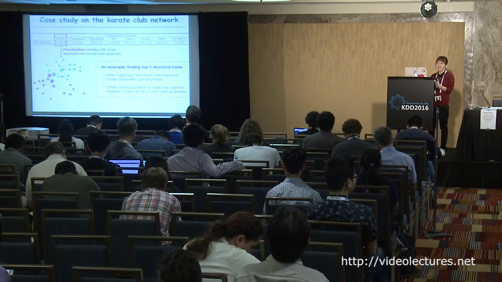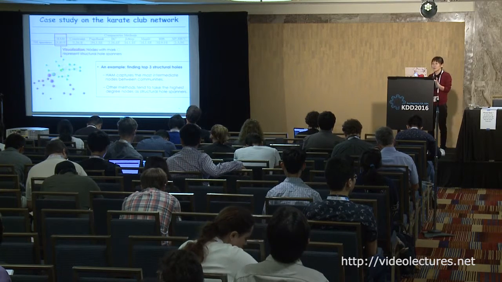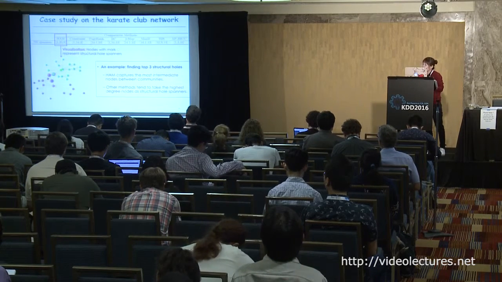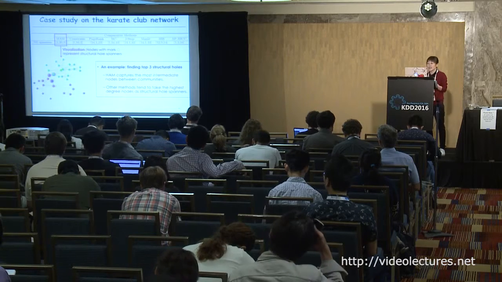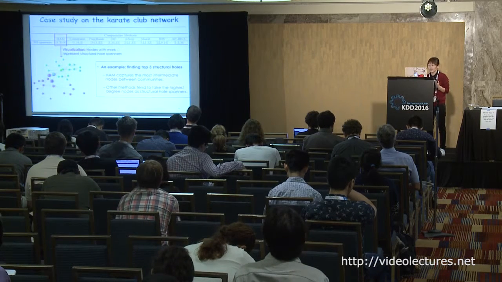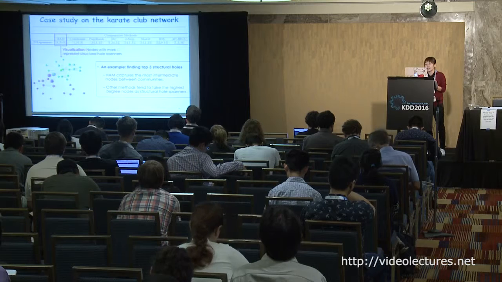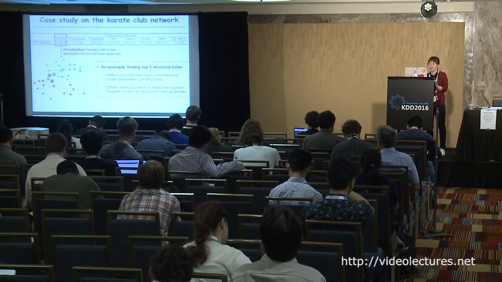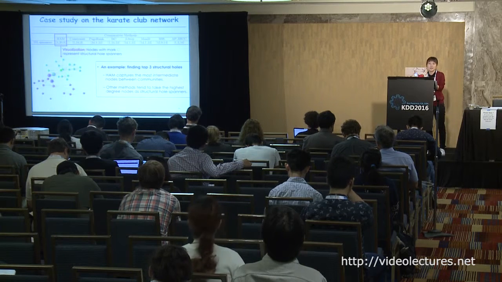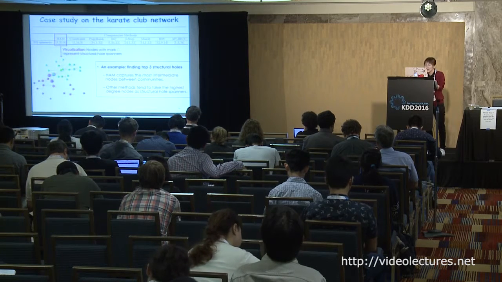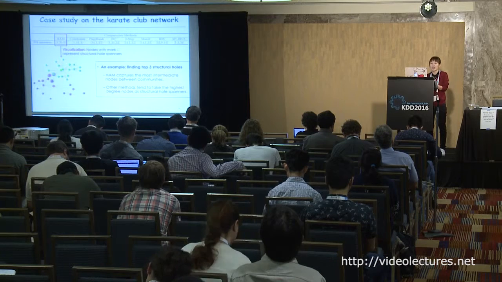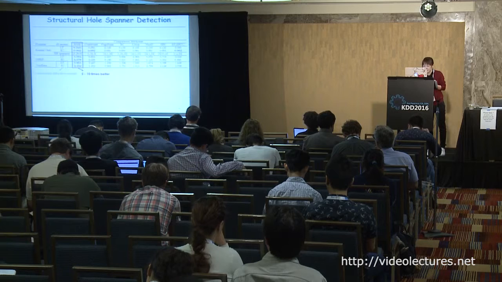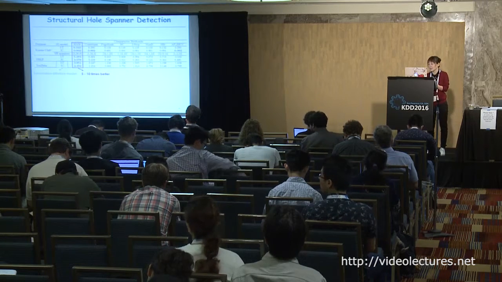Here is a case study on the Karate Club network. From the visualization, we can see that we found the top 3 structural nodes. Compared with other methods, our proposed method catches the most intermediate nodes between communities. But other methods tend to take the highest degree nodes as the structural hole spanners. So this is the difference between our method and the compared methods.